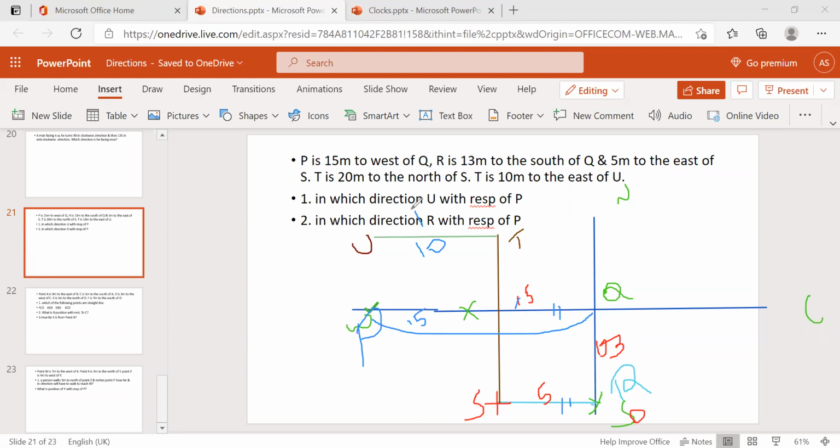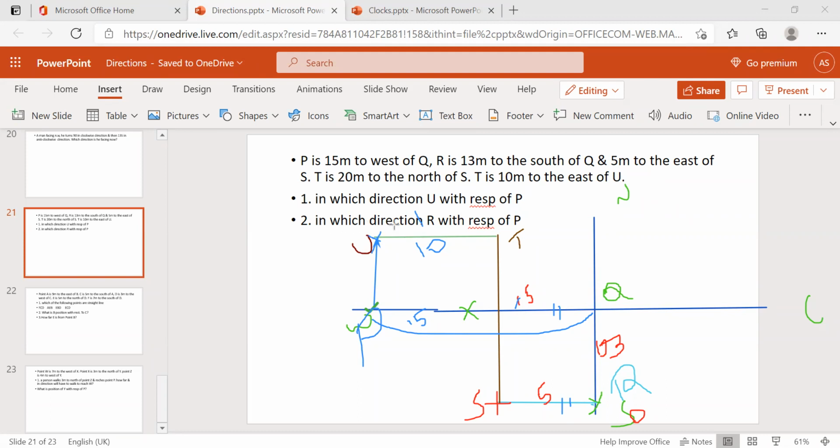Now, in which direction is U with respect to P? From P we have to see. With respect to P means from P we have to see. So U is here. With respect to P, it is nothing but which direction? North direction. Is it clear? North with respect to P. With respect to U, P will be south. So both are different, okay?